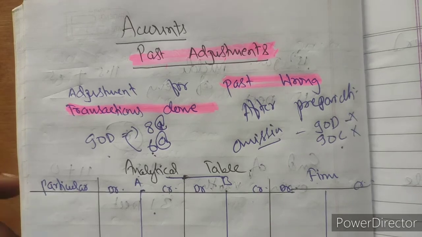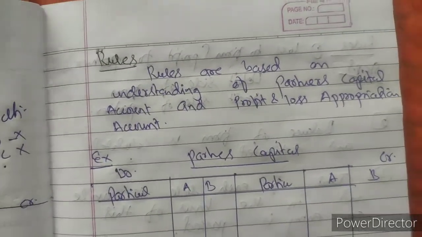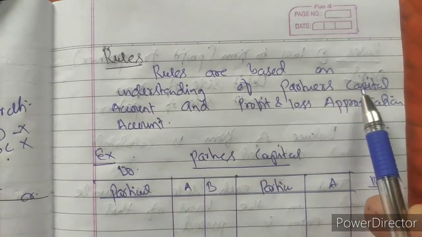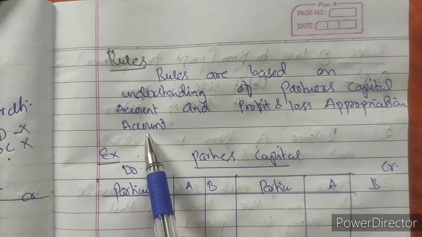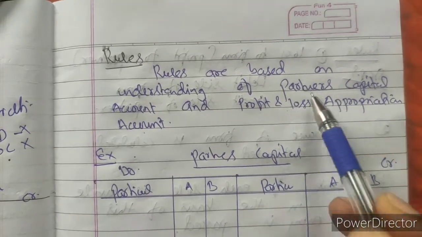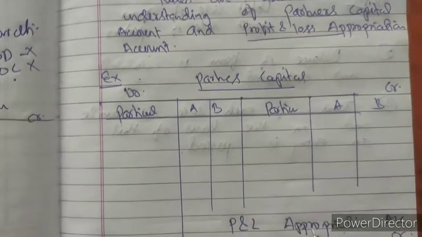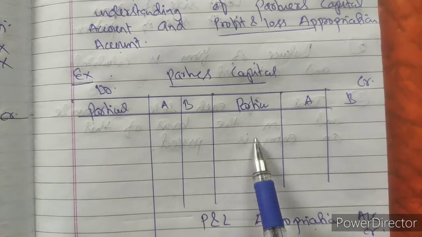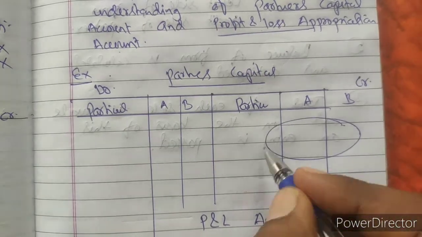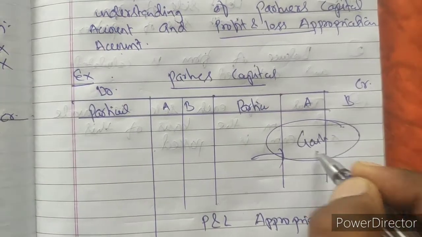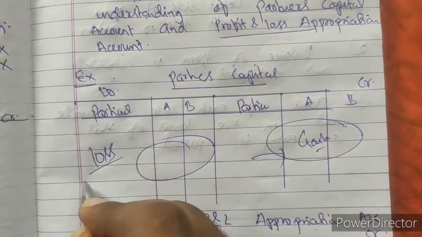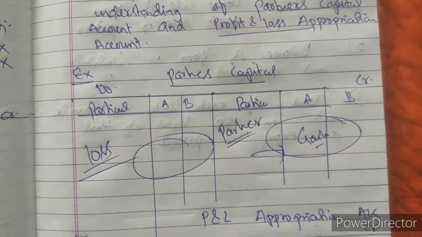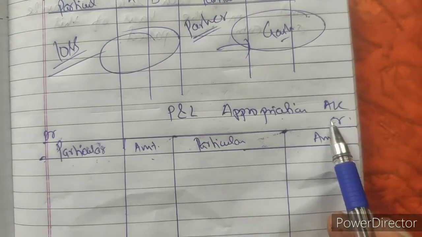Before going to the analytical table, let me tell you some of the basic rules. The rules are based on the understanding of the partner's capital account and the profit and loss appropriation account. We have covered the partner's capital account; I hope you remember the format, with particulars on the debit side for each partner's amount, and the credit side. Whatever gain there is for the partner will be written in the credit, and all the loss for the partner will be written in the debit, because the capital account is maintained from the partner's viewpoint.